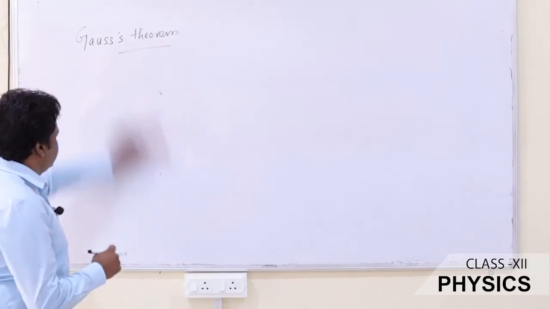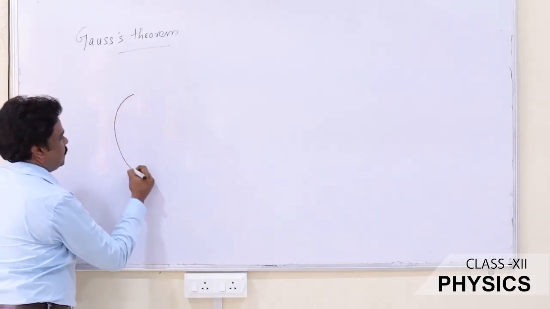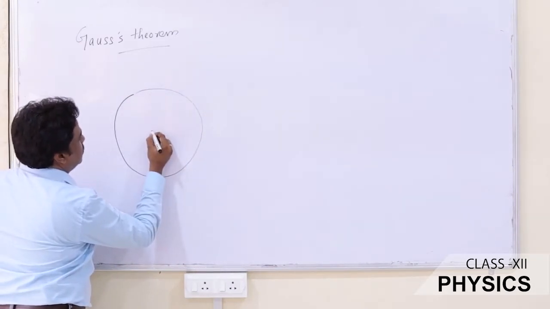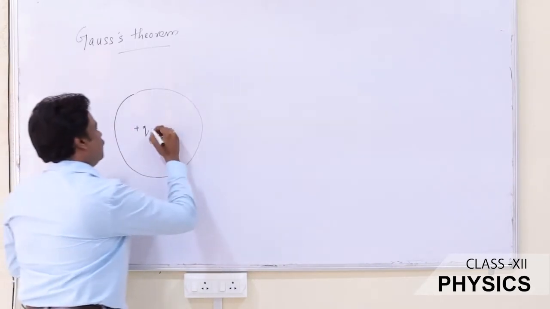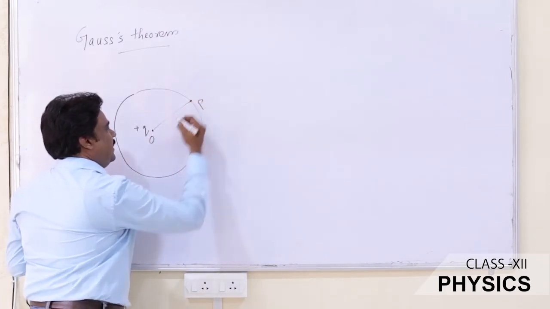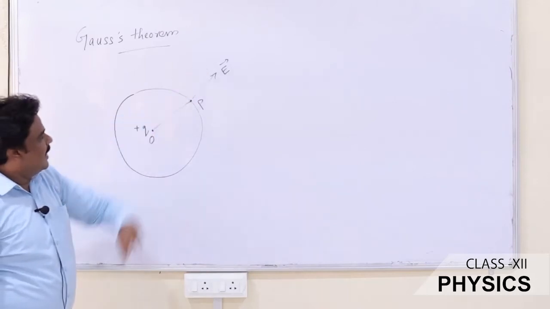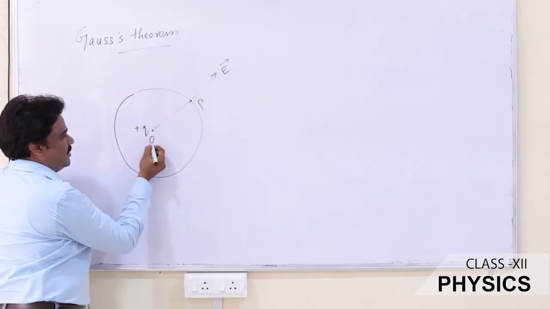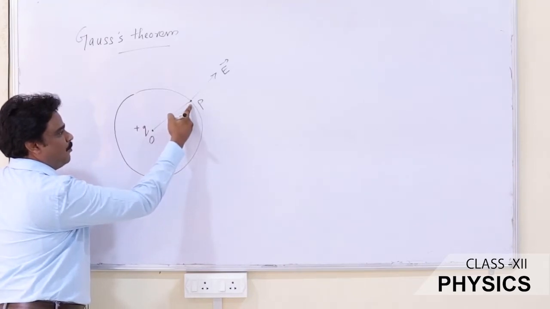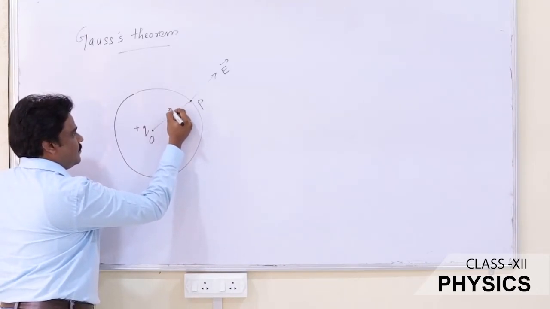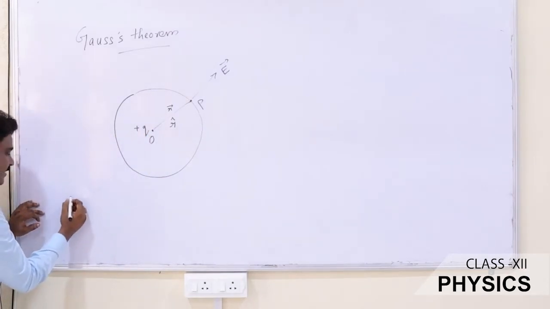To prove this, I am going to assume a sphere. Say O is the center. At the center I am going to keep a unit positive charge, say plus Q. I am going to assume a point P on the surface where E is the electric field due to this charge on the same line. Once again, I am going to consider a sphere whose center is O. At the origin I am going to keep a charge plus Q. Next I am going to assume a point P, which is at a distance R from the center, where E is the electric field. So what about the expression for electric field due to this point charge? Already we derived it in the last classes.